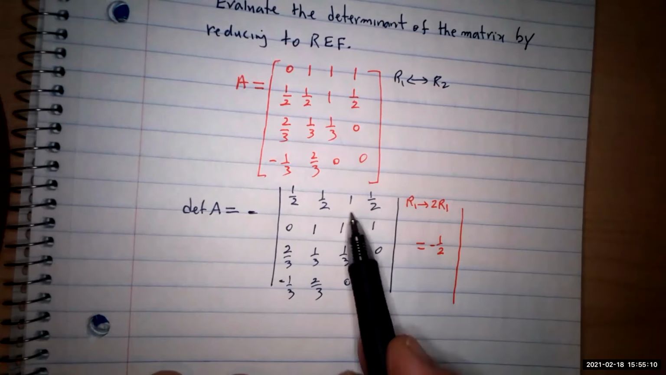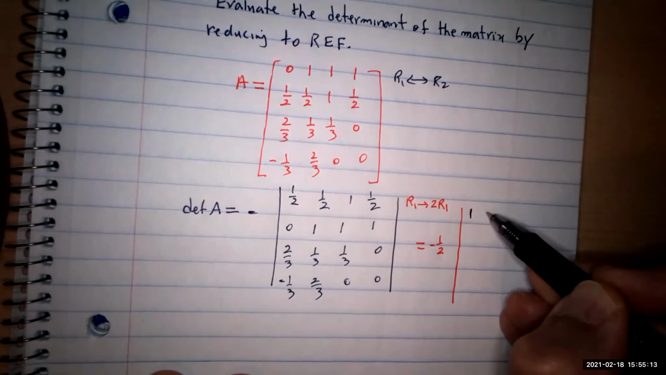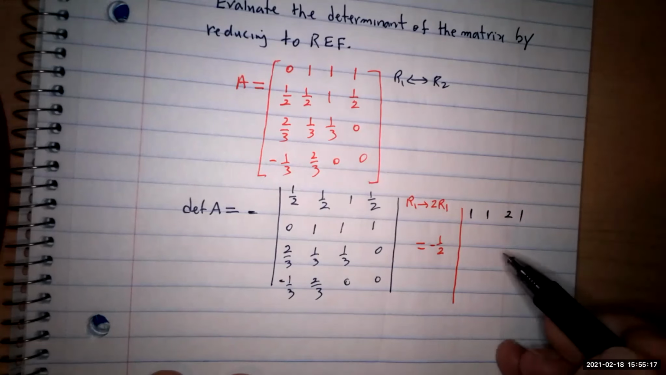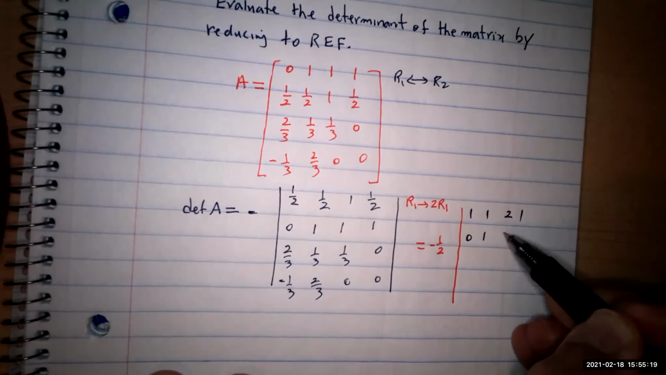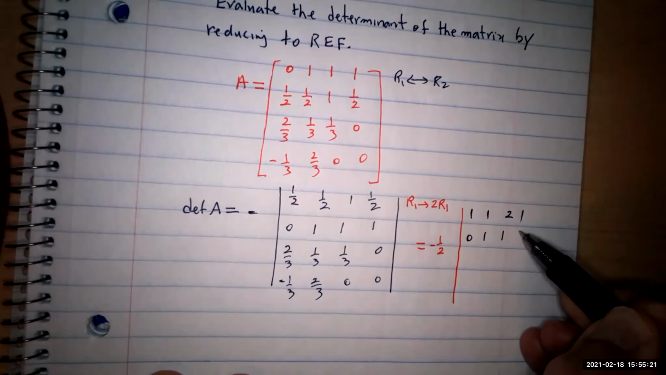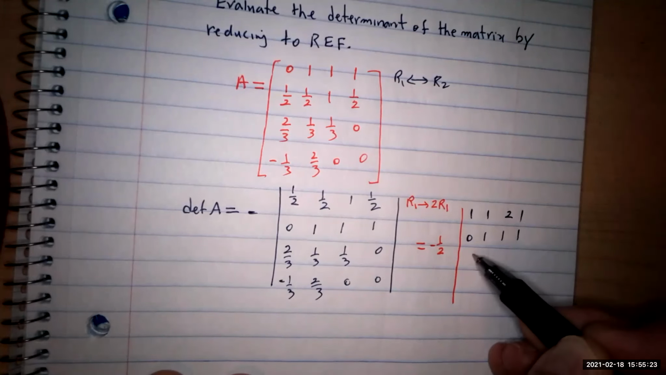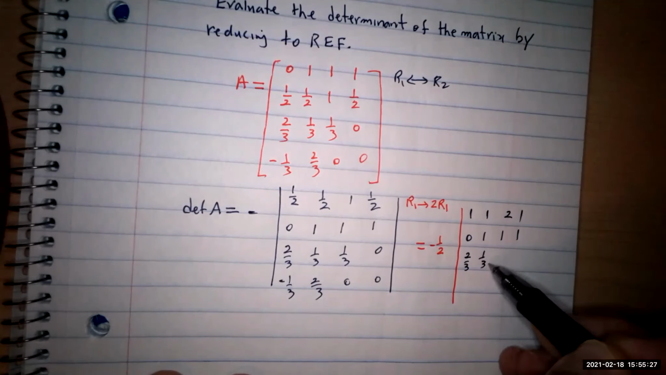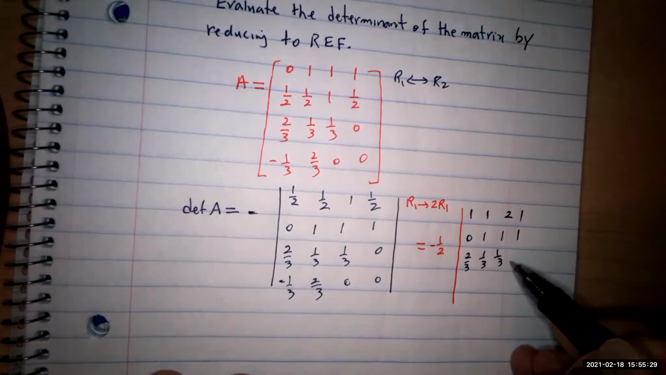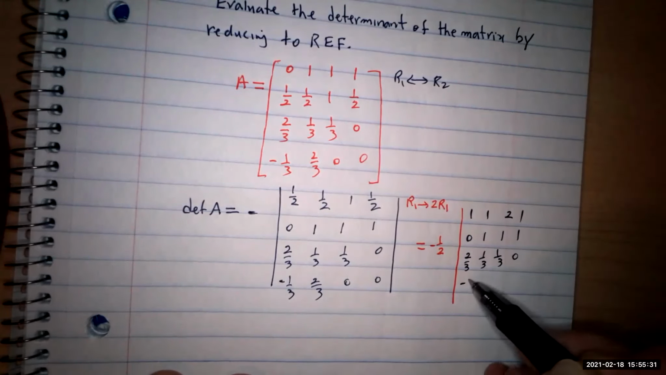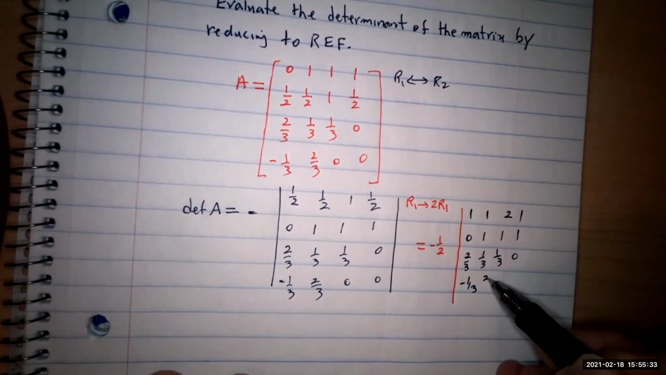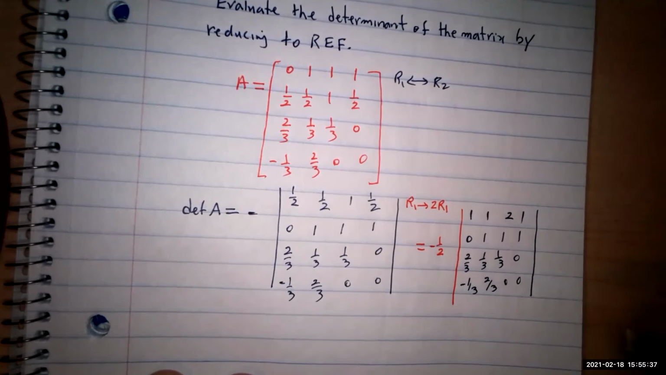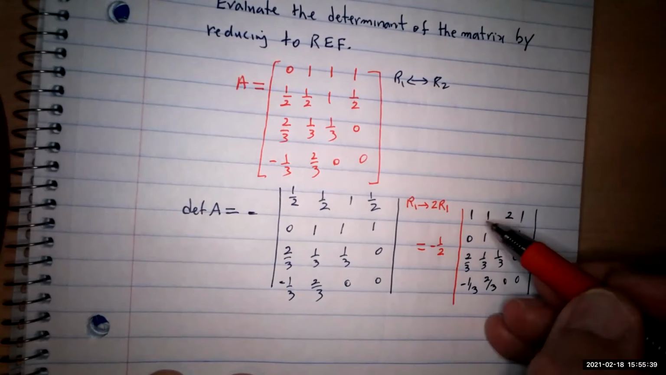So if you multiply this one by 2, that gives you 1, 1, 2, 1. The next one is going to be 0, 1, 1, 1. And this is going to be 2/3, 1/3, 1/3, 0. And this is negative 1/3, 2/3, 0, 0. You see, I got the 1 here.